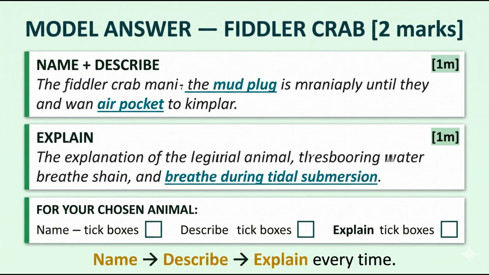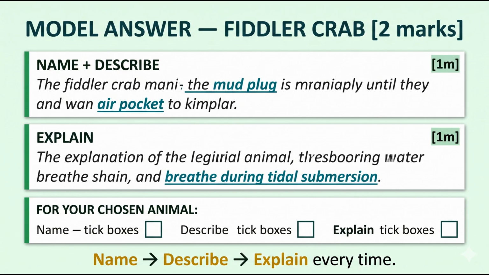Welcome back. Here is a model answer for the fiddler crab. Name: amphibious burrowing. Describe: the fiddler crab digs a burrow into the mud and seals the entrance with a mud plug at high tide, trapping an air pocket inside. Explain: the trapped air pocket allows the crab to breathe during tidal submersion, enabling it to survive in the intertidal zone where it is regularly flooded by seawater.